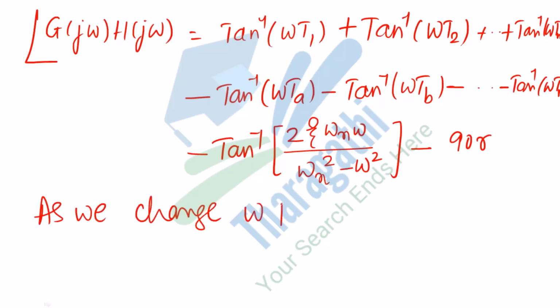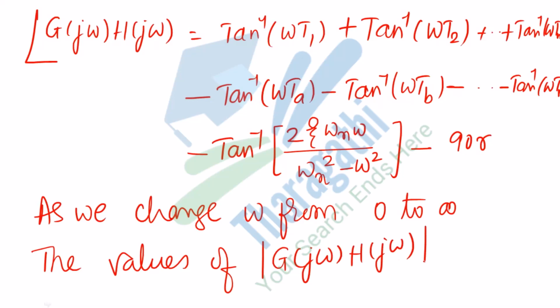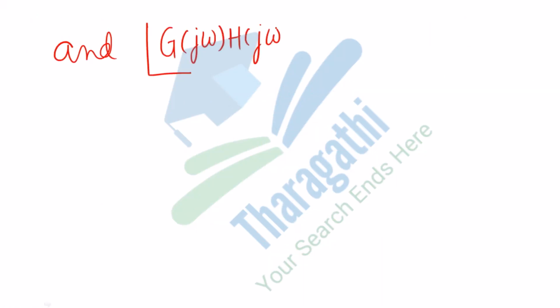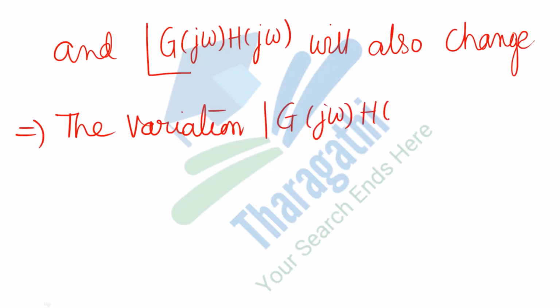As we change omega from 0 to infinity, the value of the modulus of G(j omega)H(j omega) is going to change, and similarly the angle of G(j omega)H(j omega) will also change. The variation of the modulus of G(j omega)H(j omega) with omega on a logarithmic scale is known as the magnitude plot.